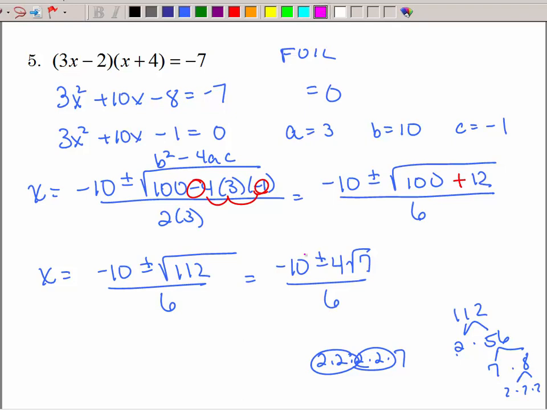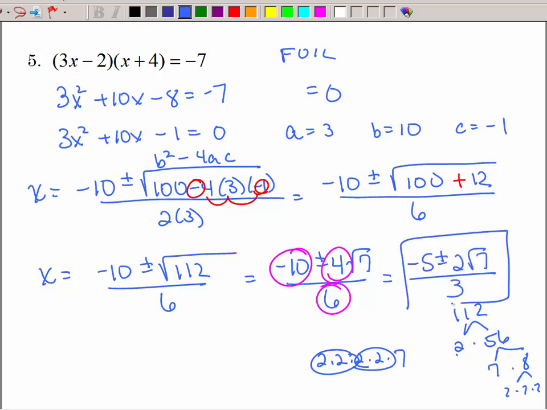Now, can I reduce? Let's circle all those numbers. Those are all divisible by 2. And those are your two answers. Now, every example I've done, I could reduce. That does not necessarily happen.